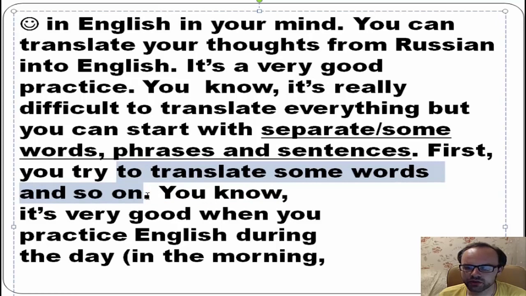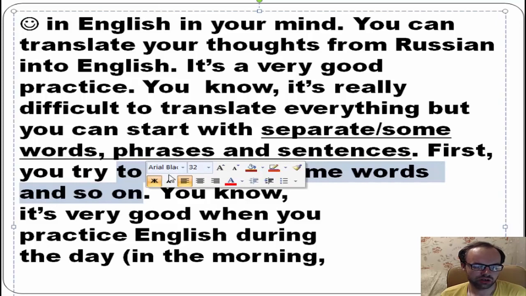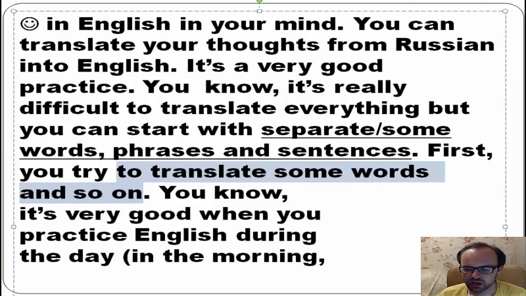For example, you went out and you see a tree and you can think, okay, tree, car, house, some basic things, some basic objects, then more difficult things, okay? For example, so I need to go there, so I need to call him, so what will I do tomorrow, and so on. So you think in English, simple things in your head.